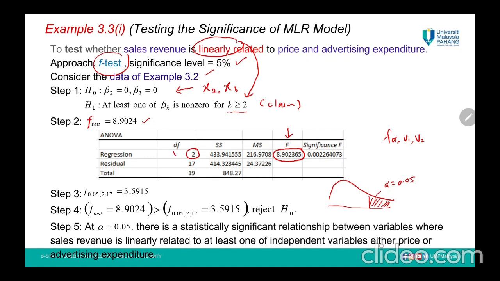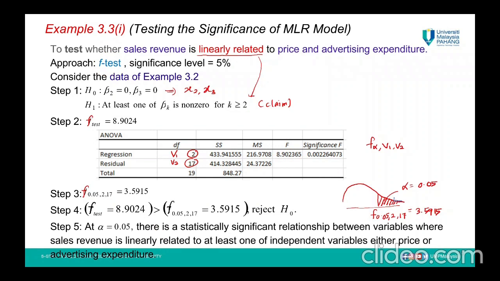This shows us number 1, that represents the first degrees of freedom, while this value represents number 2. This is the second degrees of freedom. So our critical value here is F 0.05 with degrees of freedom 2 and 17. And by using the statistical table, the value is equal to 3.5915.